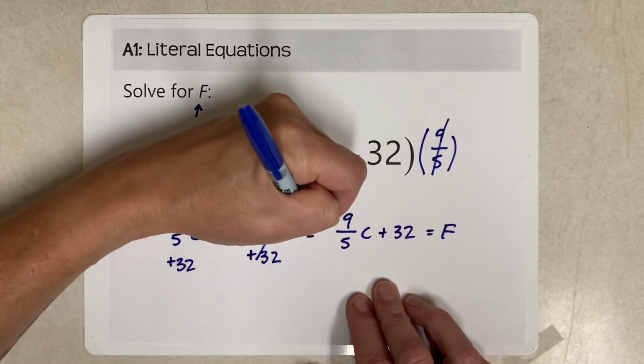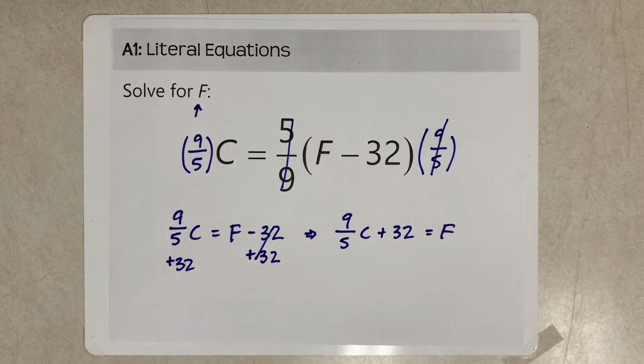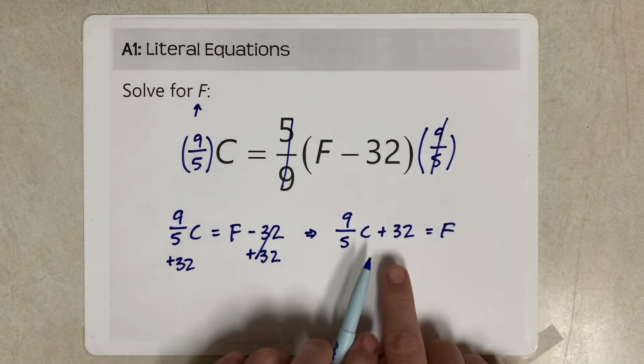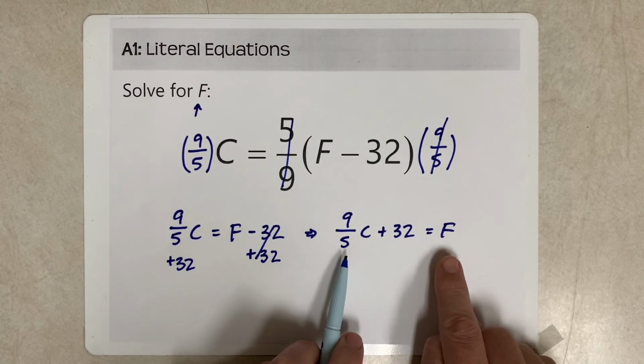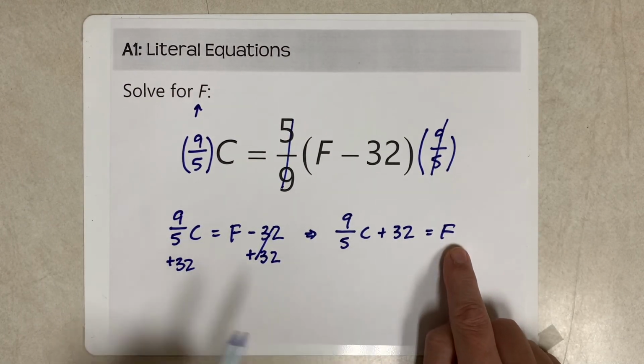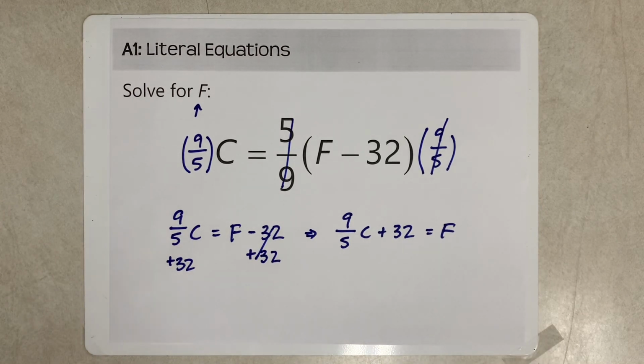So if I need the formula to convert from Celsius to Fahrenheit or Fahrenheit to Celsius, I would need the original one and this one to be able to plug my numbers in depending on what temperature I had. As a literal equation though, this is it. This is what you want at the end because you have F by itself. So that is it for literal equations on this video.